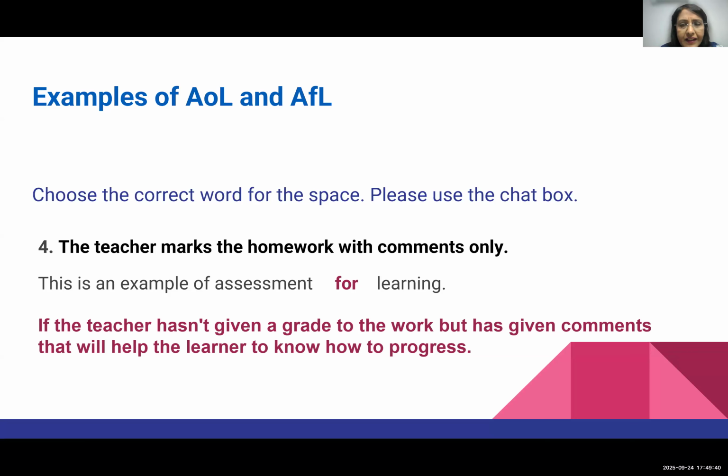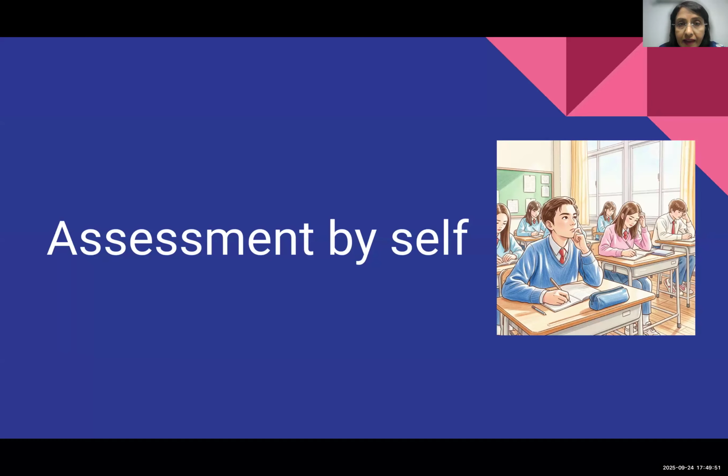Great. Having said that, let's see some formative assessment ideas that can easily be used in the classroom. The first one is assessment by self or self-assessment. It is when learners take an active role in reflecting on their own learning and own work and progress. So instead of only relying on the teacher's evaluation, students are encouraged to pause, look back at what they have learned and judge how well they met the goals of the task.